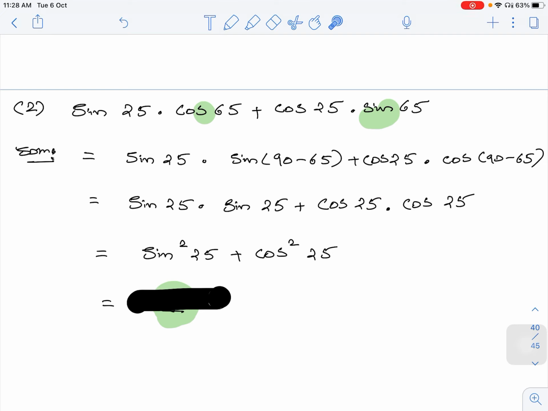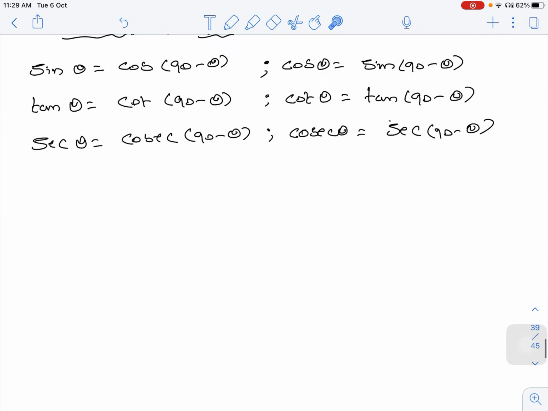Again the same ratios, or we can say the same angle is there, so we can consider this one to be sine square theta plus cos square theta. Now we have seen what the value of sine square theta plus cos square theta is, it is nothing but 1. So what is our final answer? 1.